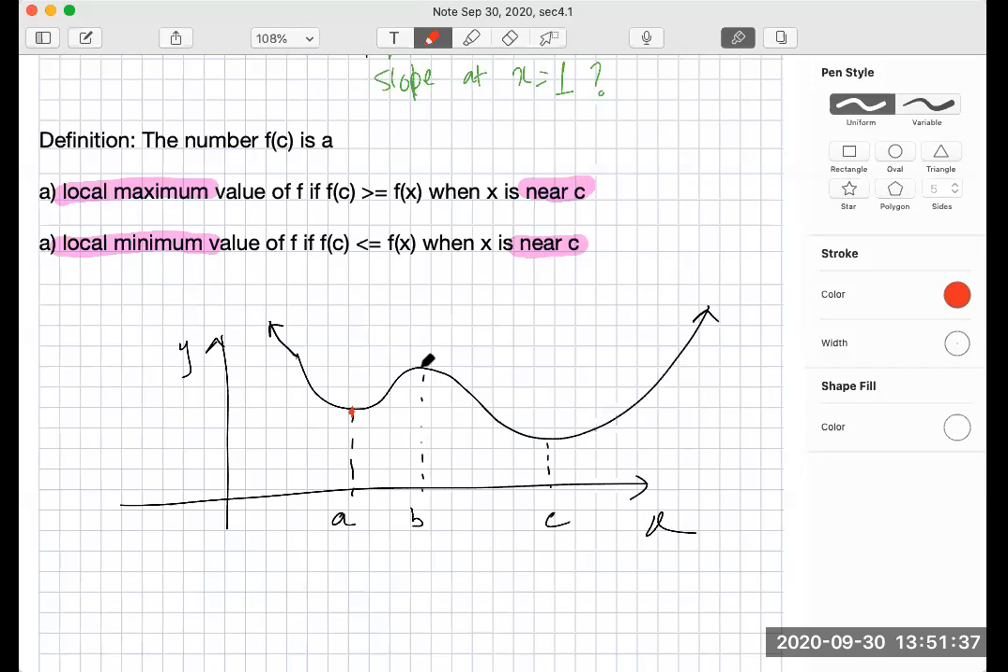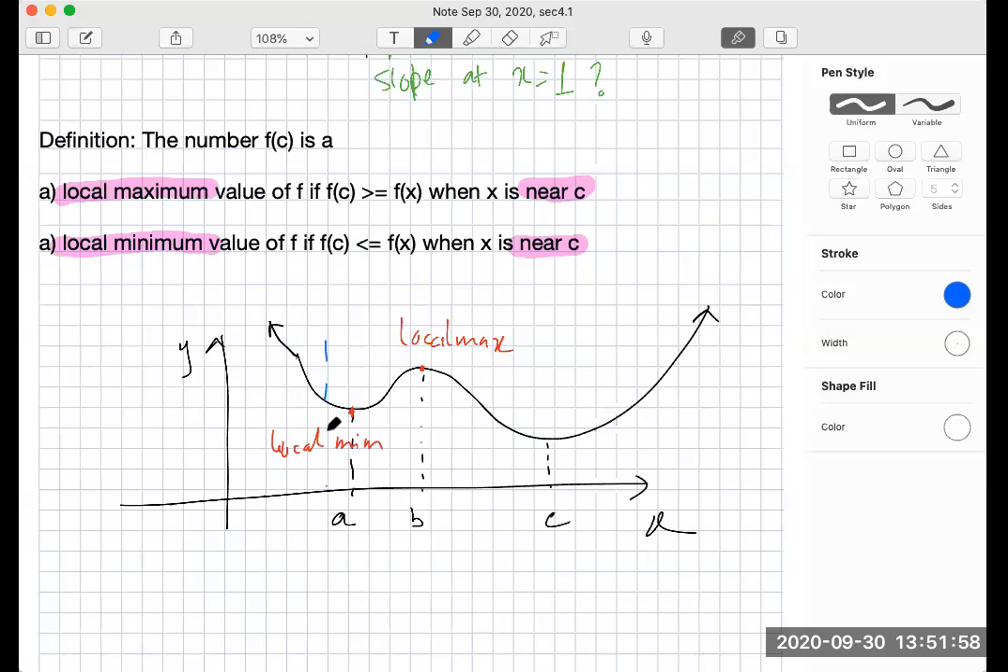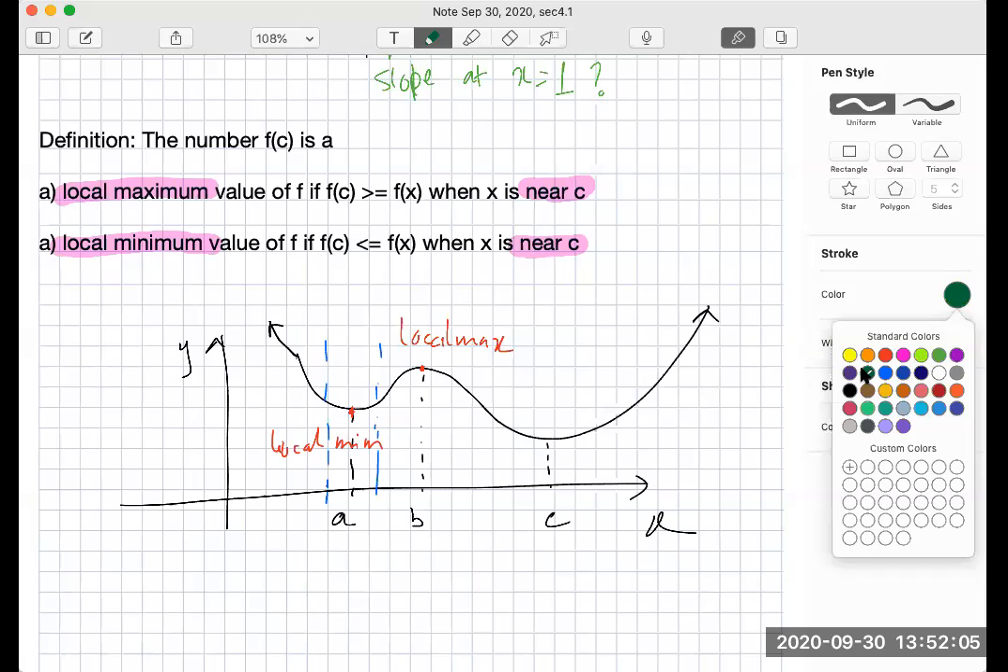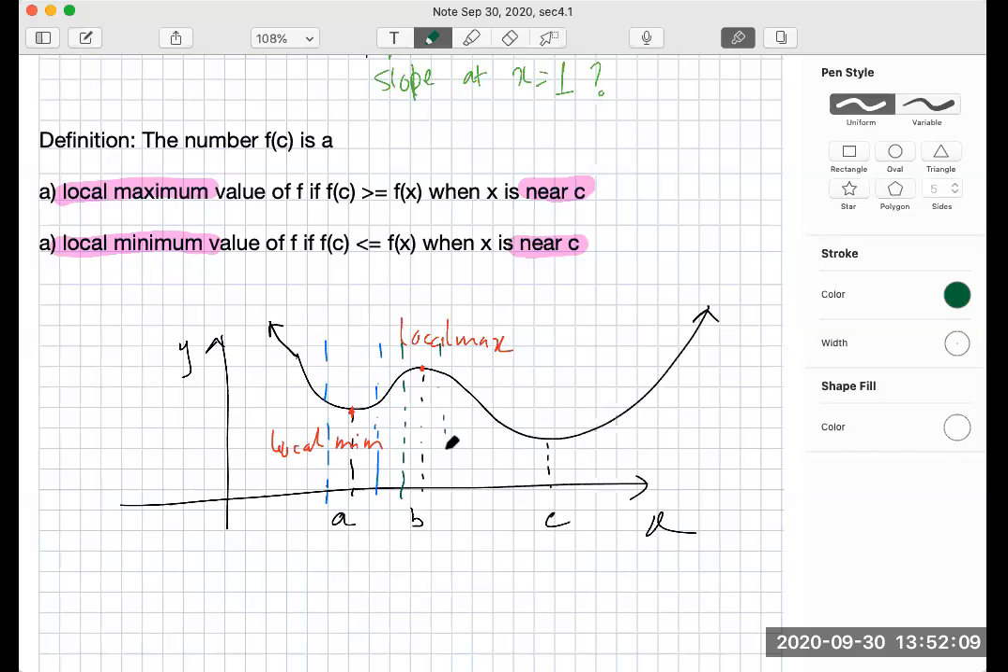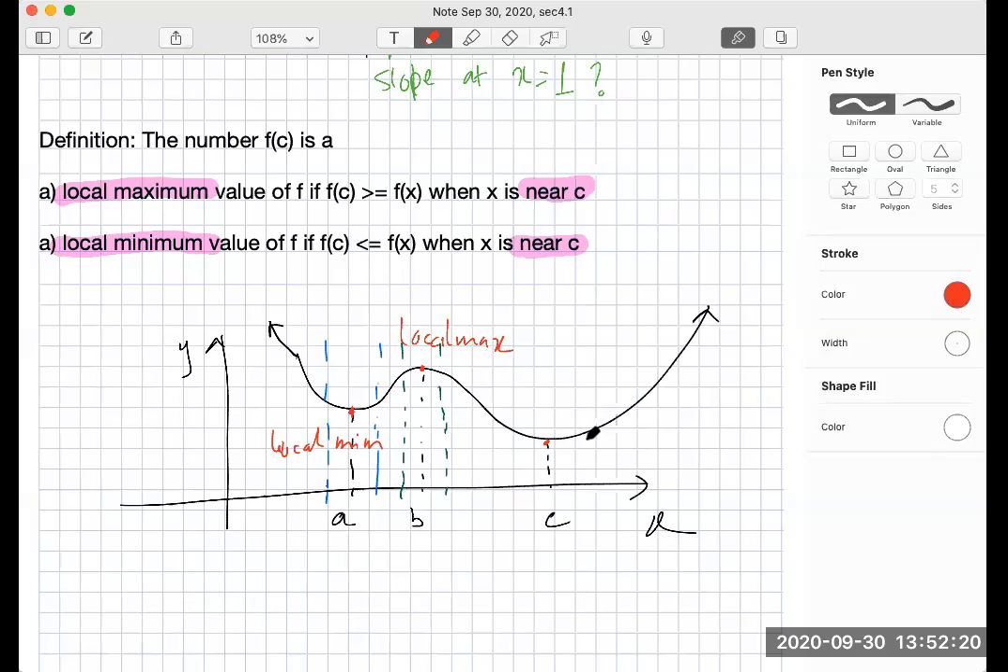How about at B? Global max. Maximum. Yes, it is a local maximum. This is a local minimum. And near the neighborhood of this, which is near A, right? And local max here, it is local max near B. And at the point C here, is it a local minimum or maximum? Absolute minimum. Local minimum is the lowest point near this area, right?